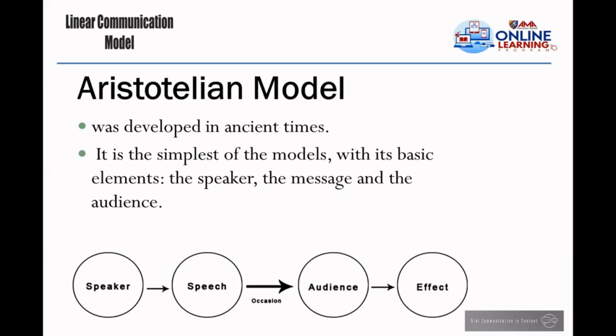What are the basic elements under the Aristotelian model? The speaker, the message, and the audience only. It is very simple as that. The speaker is the sender, the speech is the message, and the audience is the receiver. The effect, this is the effect of the message to the audience, with or without effect. So this effect is not one of the elements in the Aristotelian model. It is only the speaker, the speech, and the audience. Okay, that's it for the Aristotelian model.